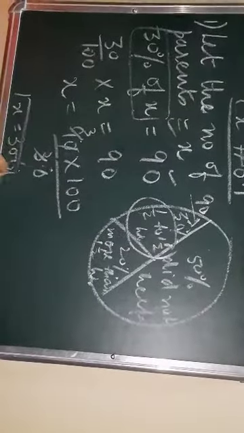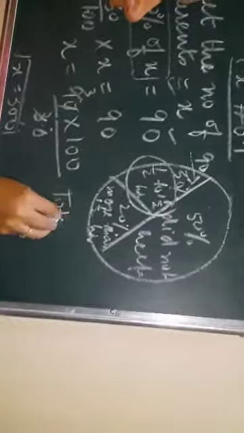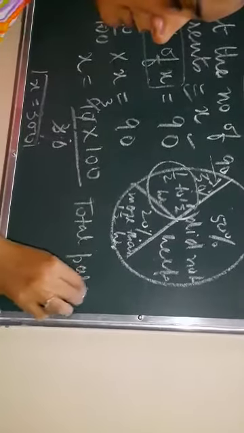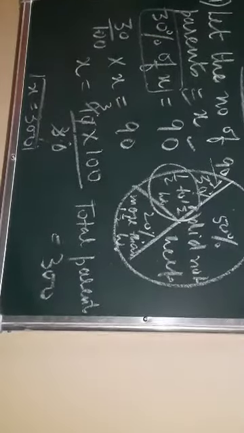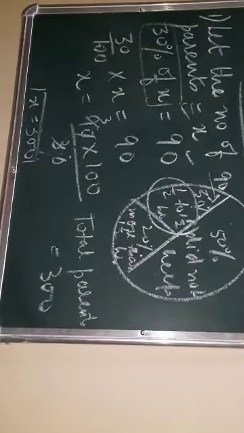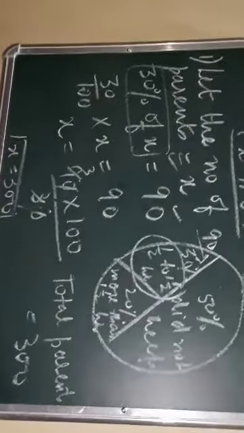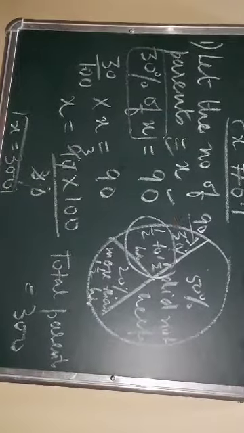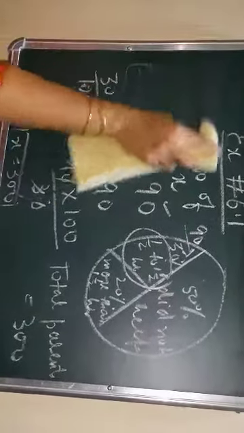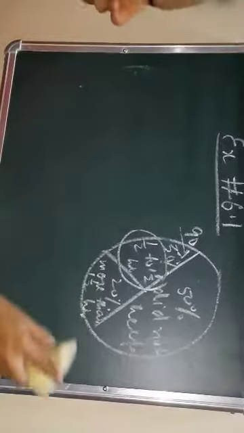That means total parents are 300. Total parents surveyed are 300. Got it? So this is the first part of the question. The second part of the question is you have to tell how many said that they did not help. How many parents did not help? Now just see, in percentage we know how many did not help. 50% of the parents did not help.